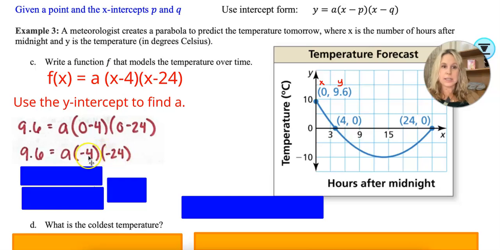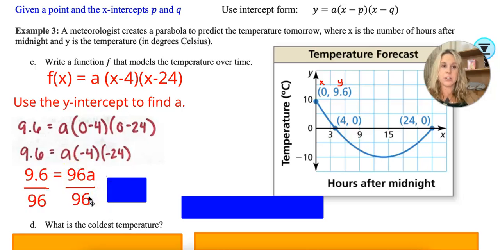Order of operations says multiply next. So I'm going to multiply negative 4 by negative 24 to get 96. And then again, just put the a behind your number and then drop down 9.6. My last step would be to divide by whatever is next to your a. So divide by 96 on both sides. And so 9.6 divided by 96 would give you 0.1. And so our a value is 0.1.